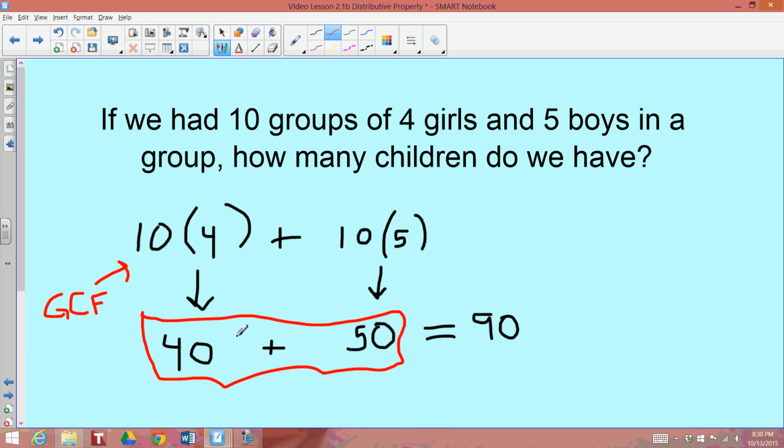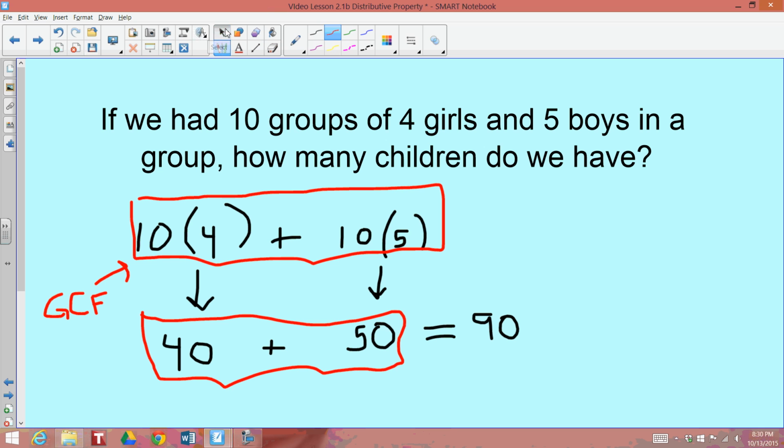So this is starting to look a little similar to what we have done in class. And when we have rewritten it like this, 10 groups of 4 plus 10 groups of 5, we're actually using something called the distributive property, which we're going to jump into right now.